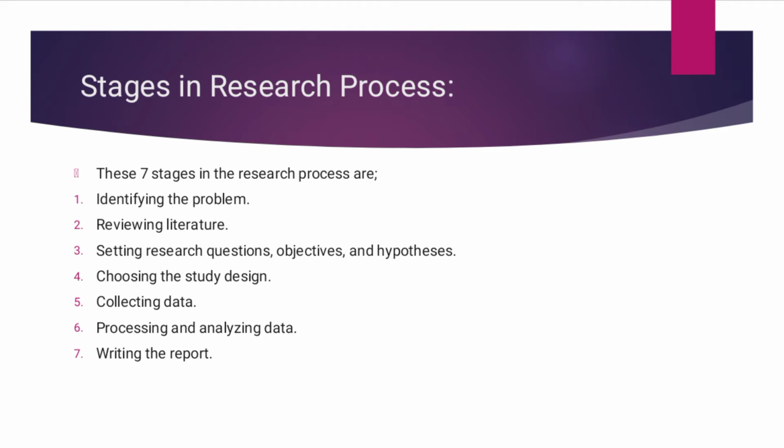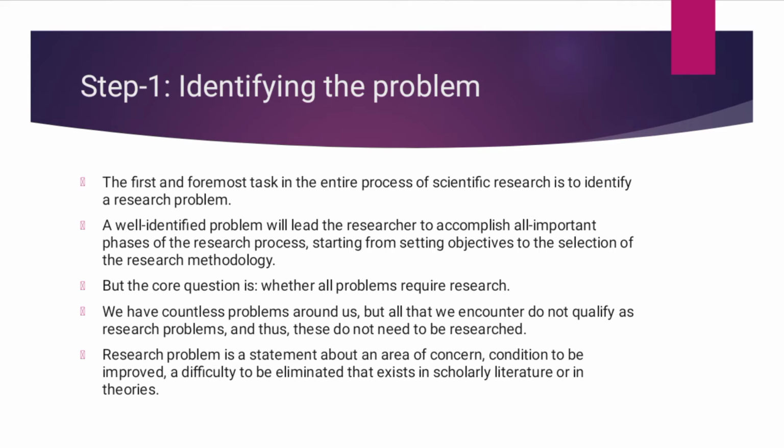Now, coming to the stages in the research process, there are seven stages. First of all, we have to identify the problem, then we do a literature review. After that, we formulate a hypothesis. After that, we choose a study design and then collect data. After collection of the data, we process it and analyze it. And after analyzing the data, we write a report at the end. Now, the detailed explanation of each step one by one.